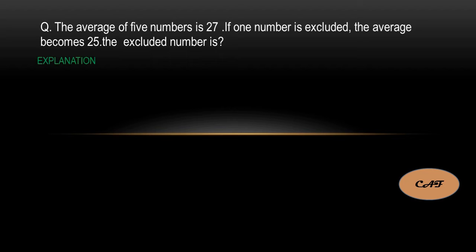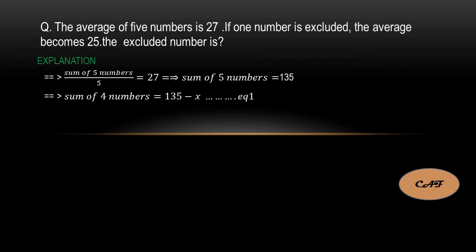Okay. First, we will take the data. Average for 5 numbers is equal to sum of 5 numbers divided by 5 is equal to 27. From that you will get the sum of 5 numbers is equal to 135. Okay. So next what they did, they removed one number. So the sum of 4 numbers, because they removed one number so you will have only 4 numbers, is equal to 135 total for 5 numbers minus, I don't know how much I removed, so I am assuming that number is equal to x. So the sum of 4 numbers is equal to 135 minus x.